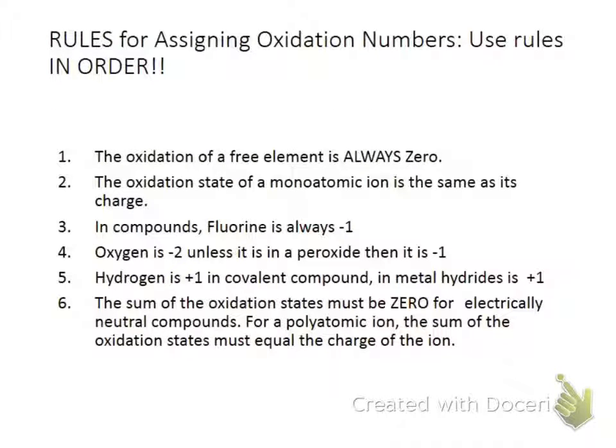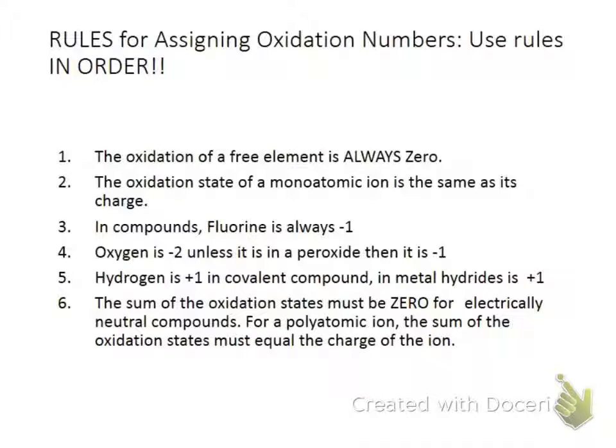Here are the arbitrary rules. And you do use these in order. In other words, if you have, say, fluorine and oxygen together in a compound, fluorine's rule of being a -1 would trump oxygen's rule of being a -2. So they are used in order.